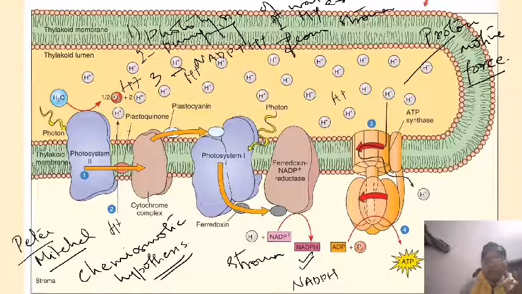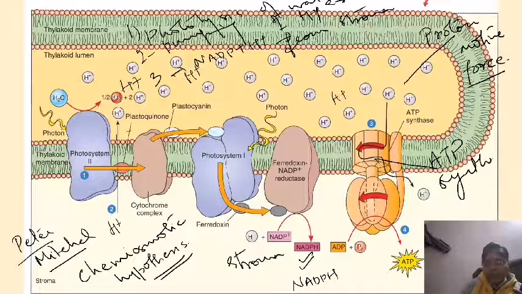Like in dams, water is falling from a great height with a force. Similarly here, protons are being concentrated and they are moving with a force through your F0 F1 complex. So this is your F0 F1 complex, which is basically an enzyme called ATP synthase. What do we call it? We call it ATP synthase. So this is the F0 F1 complex.